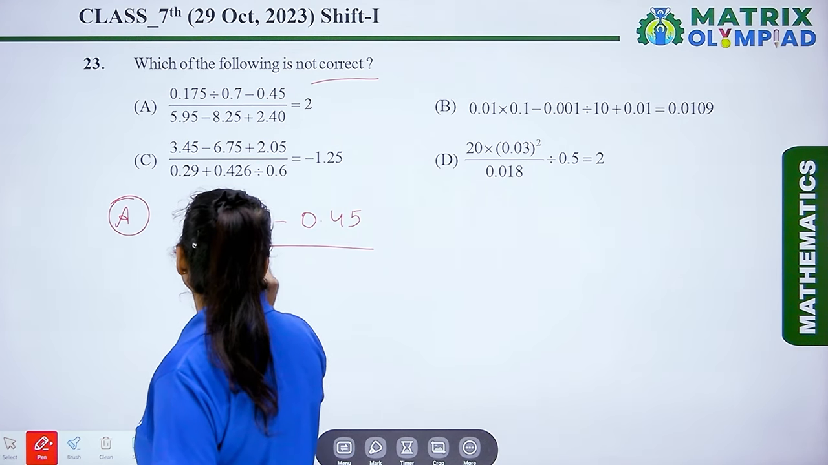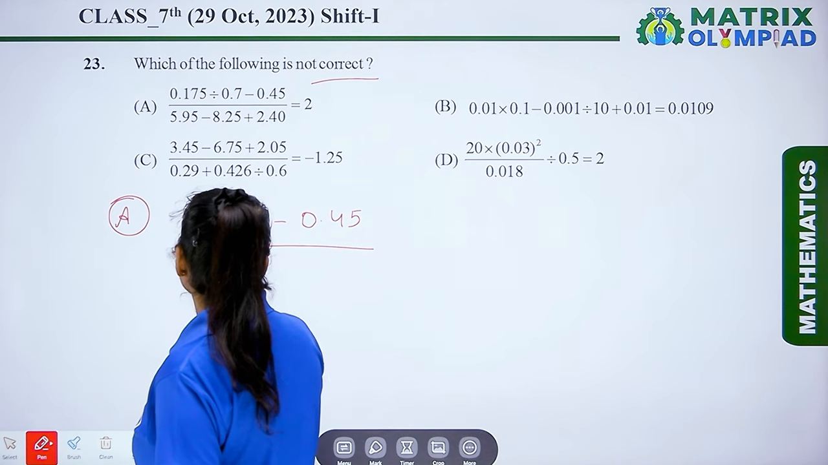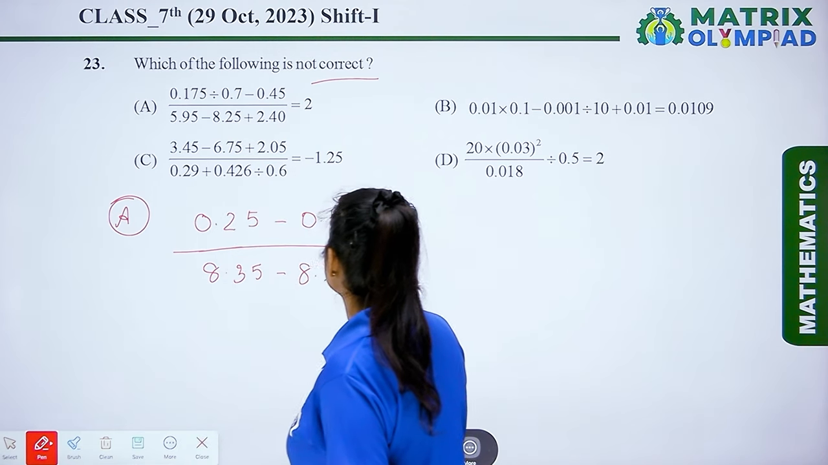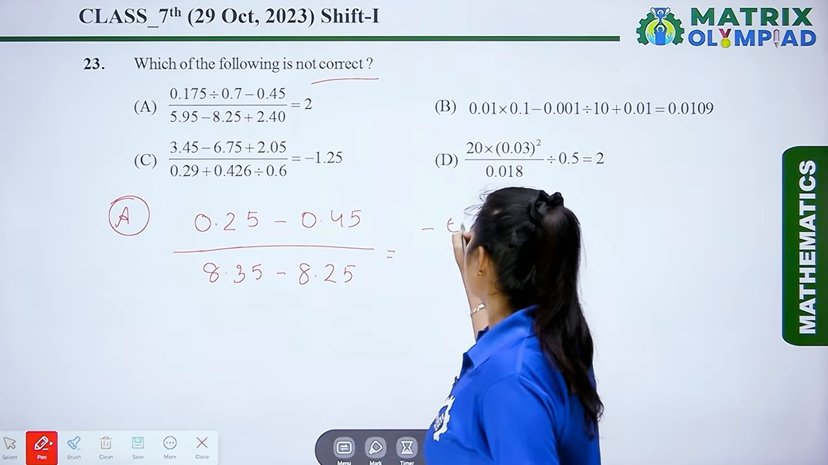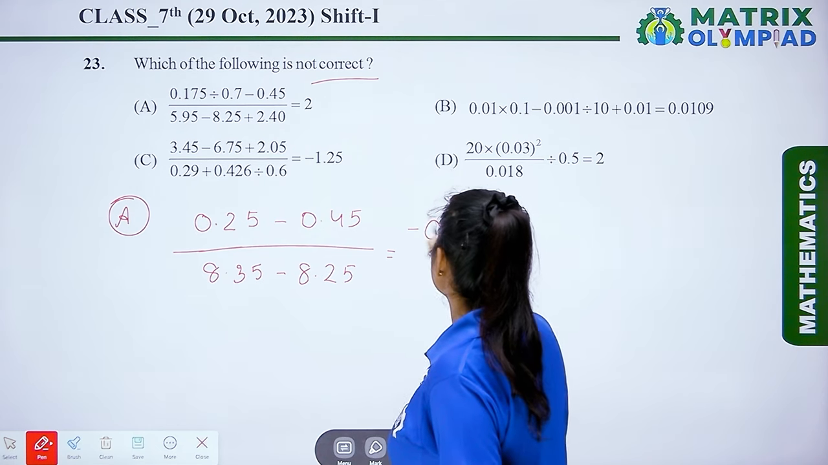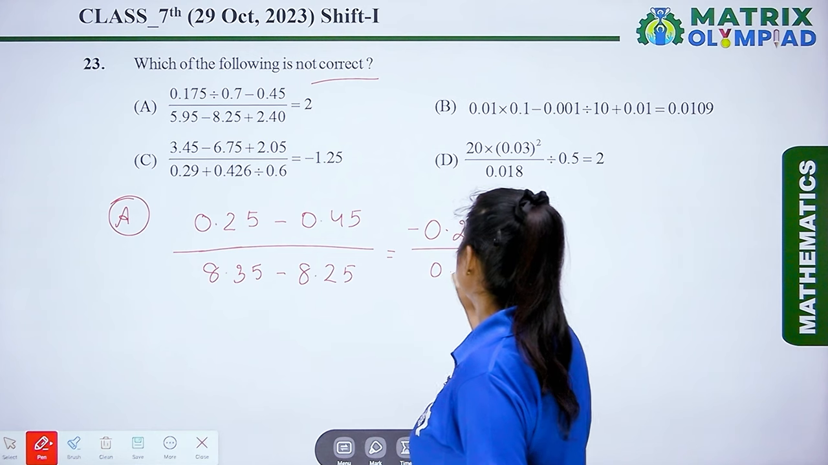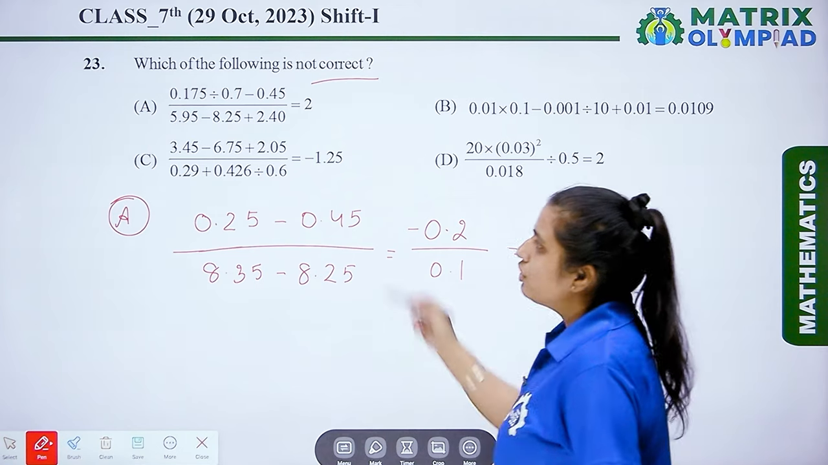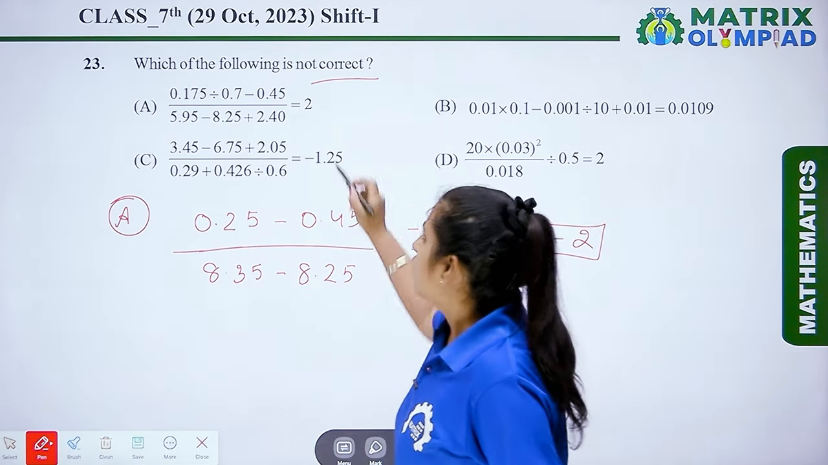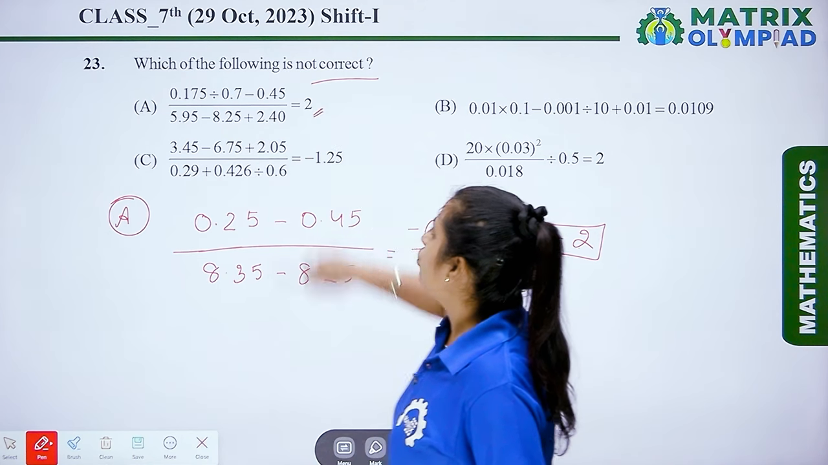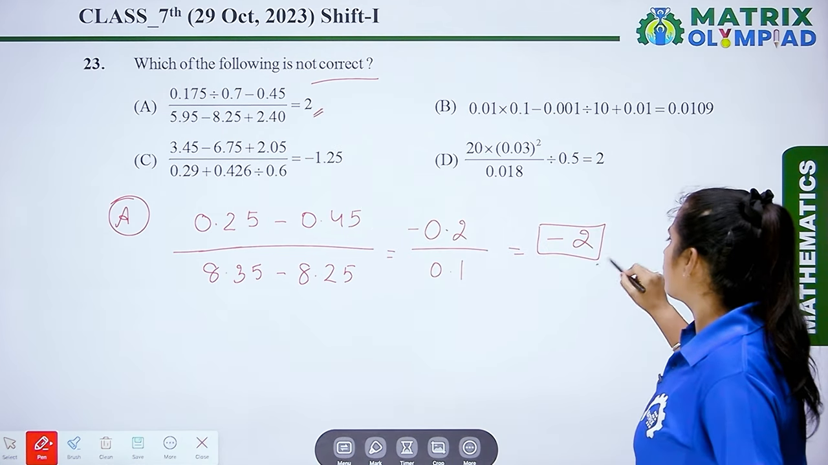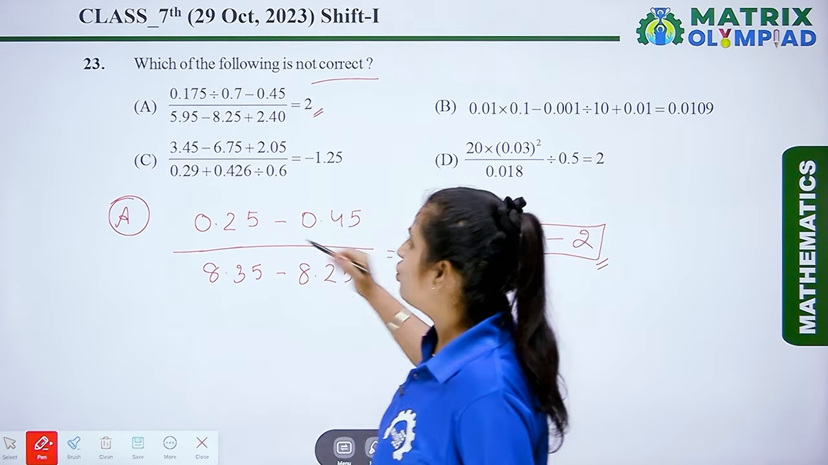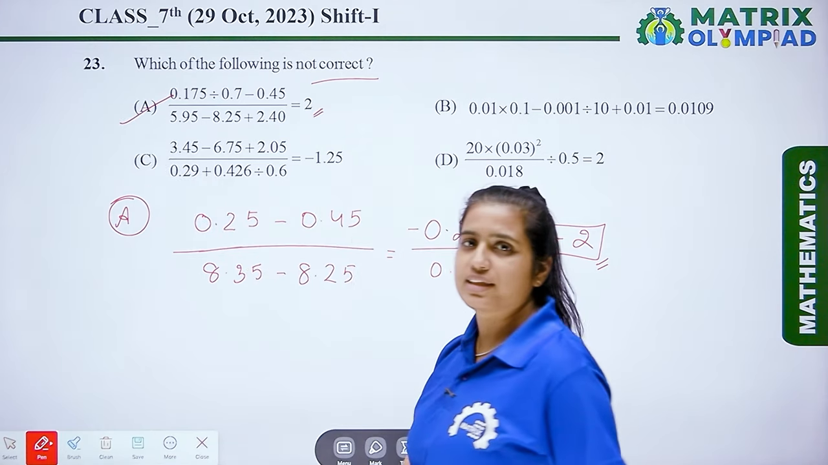So here it is 8.35. Here we have 8.35 minus 8.25. After subtraction, we get negative 0.2 upon 0.1, and this gives us negative 2. So here we can check option A. After simplification, the given answer is positive 2, but after the solution we get negative 2. So here the first option is incorrect. So option A is the correct answer here.